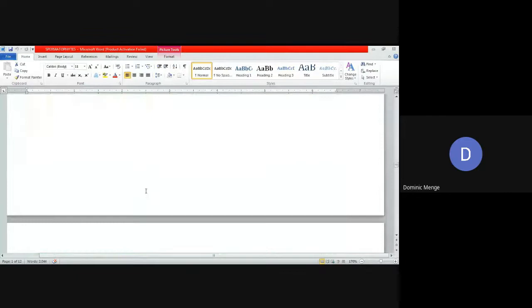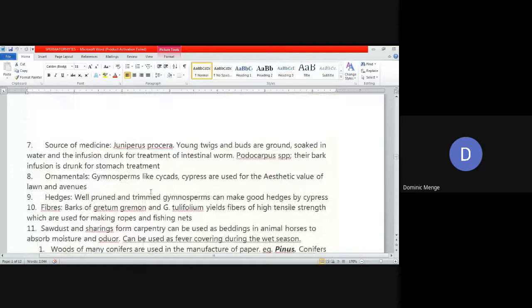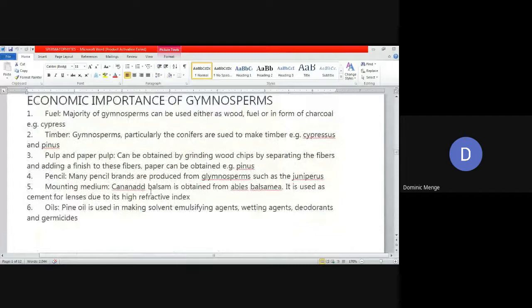But you can also mention many others like fuel. The majority of gymnosperms can be used as either good fuel or in the form of charcoal. Of course, the cypress. Then we have timber, cypress and pine. And then you have pulp, of course, we talked about pulp. We may make pencils like the junipers. Mounting media, we talked about it. I'll give you an example. And the pine oil. So all these are some of the economic importances of gymnosperms.